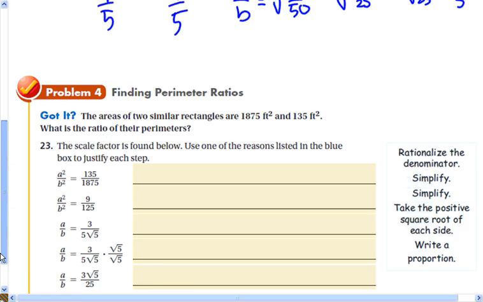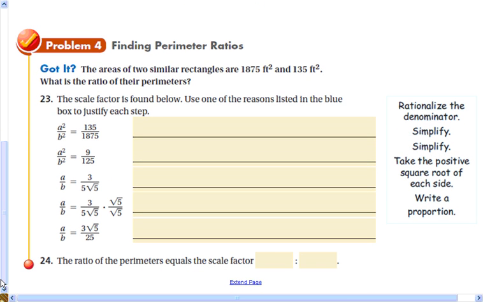Here you're just filling in the reasons. Go ahead and do that. You can check back with your answers.